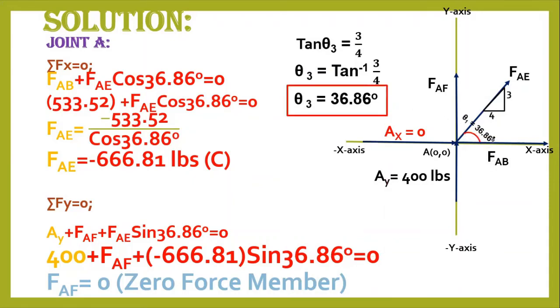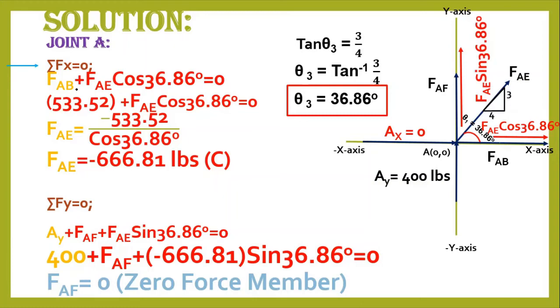So I can put the value here, and now we have to resolve this force into its components. So FAE cos 36.86 degrees, and the vertical component will be FAE sin 36.86 degrees. Now I am going to sum up the horizontal forces here, and I have to make the equation for the horizontal forces. There is one horizontal force FAB, that is positive, then plus FAE cos 36.86 degrees, and AX is 0, so there is no need to write it down. If you wanted to write it down, you should write down 0.